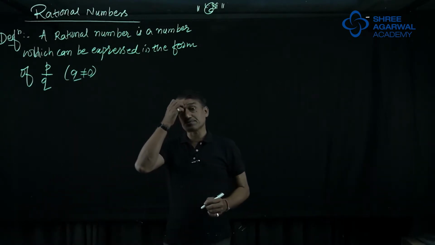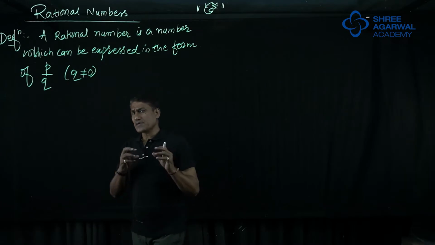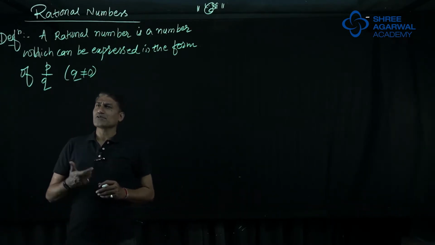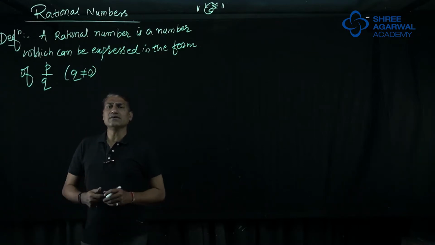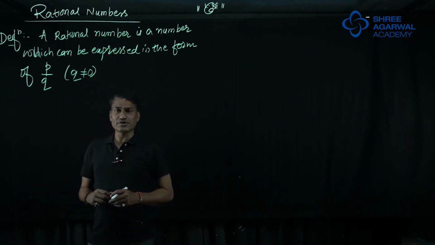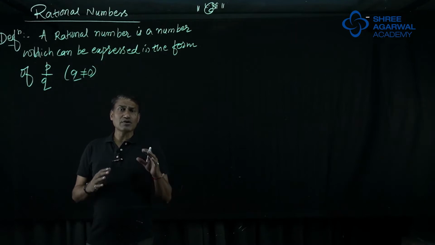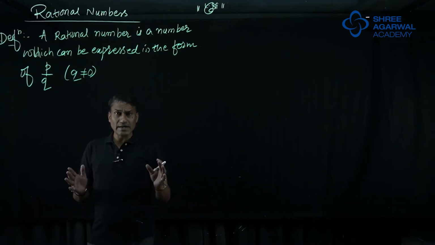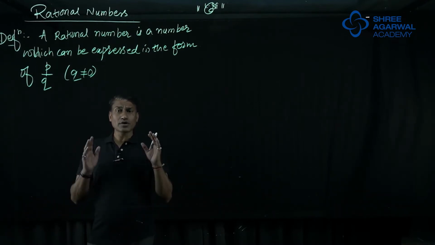This is the condition. Now, there may be a small difference in understanding because this is not the enough definition. If you convert the P upon Q form of a number into decimal form, it should be either terminating or it should be non-terminating but recurring.